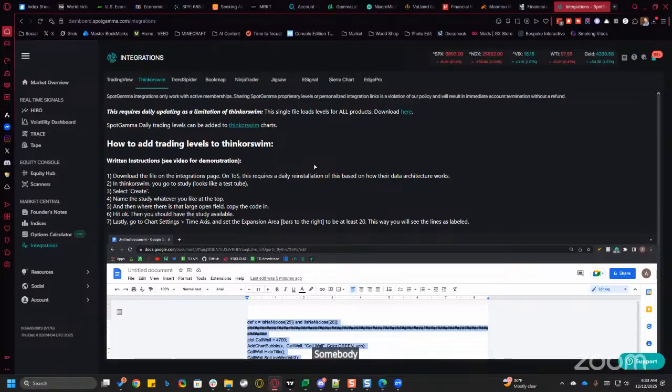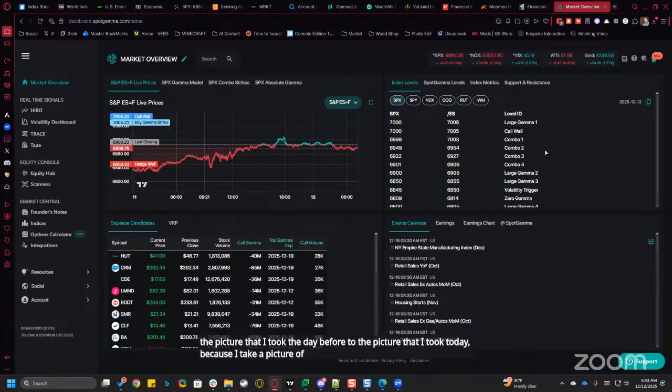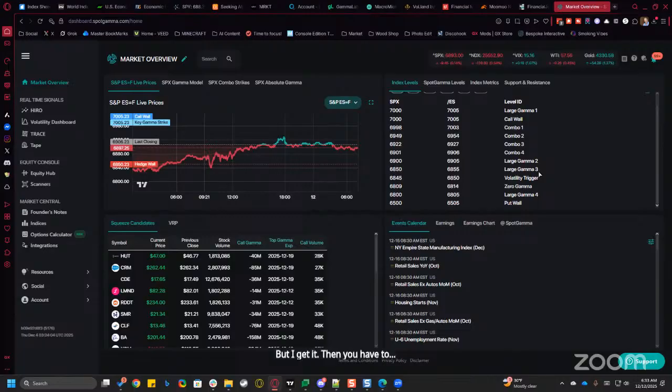Somebody asked me today how I know that the call or the put wall has been moved. Well, you can always compare the picture that I took the day before to the picture that I took today, because I take a picture of these levels every day. But I get it, then you have to either have kept the picture or scroll back and find it. That's not what I do. I'm just saying you could do that if you don't have spot gamma.